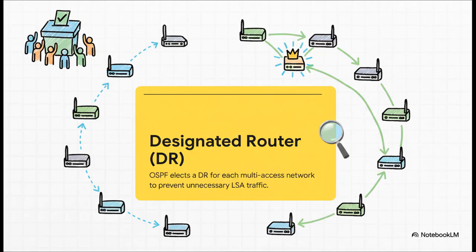The solution is so elegant. They hold an election. On these kinds of networks, the OSPF routers elect one designated router, or DR, to be the official spokesperson. So instead of everyone yelling at everyone else, all the routers just report their updates to the DR. Then, the DR efficiently sends out a single update to everybody else. It massively cuts down on all that useless chatter.